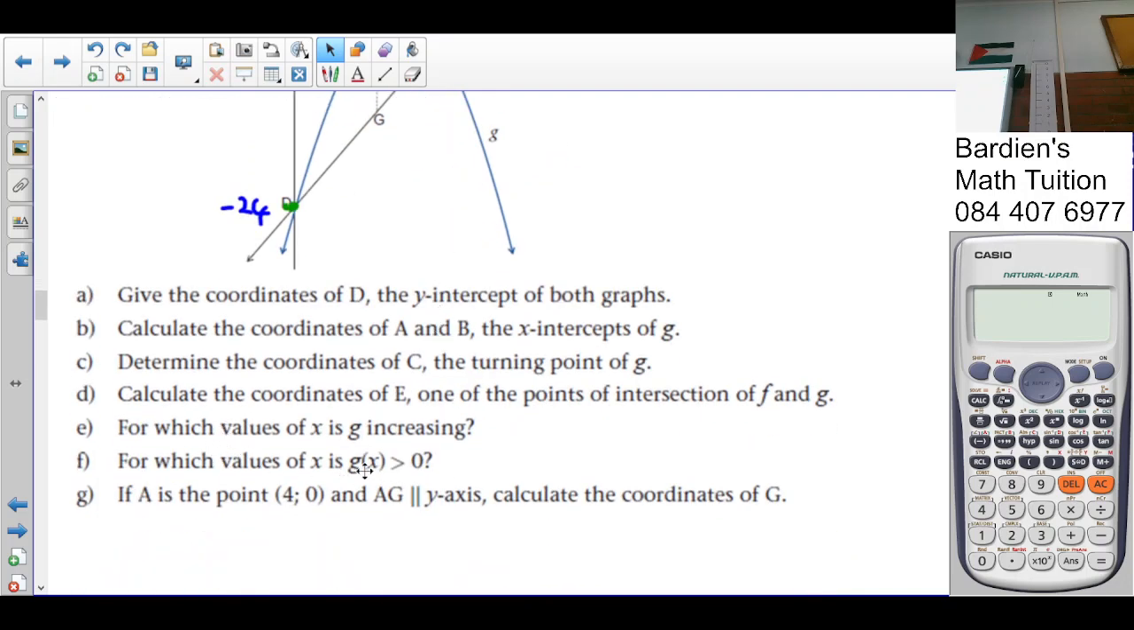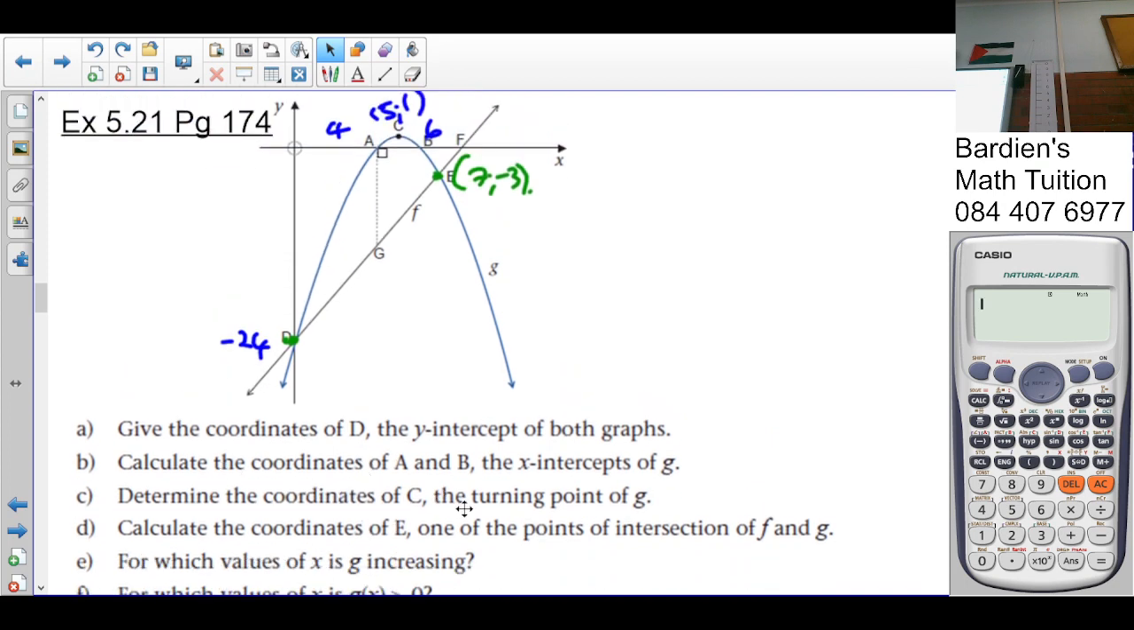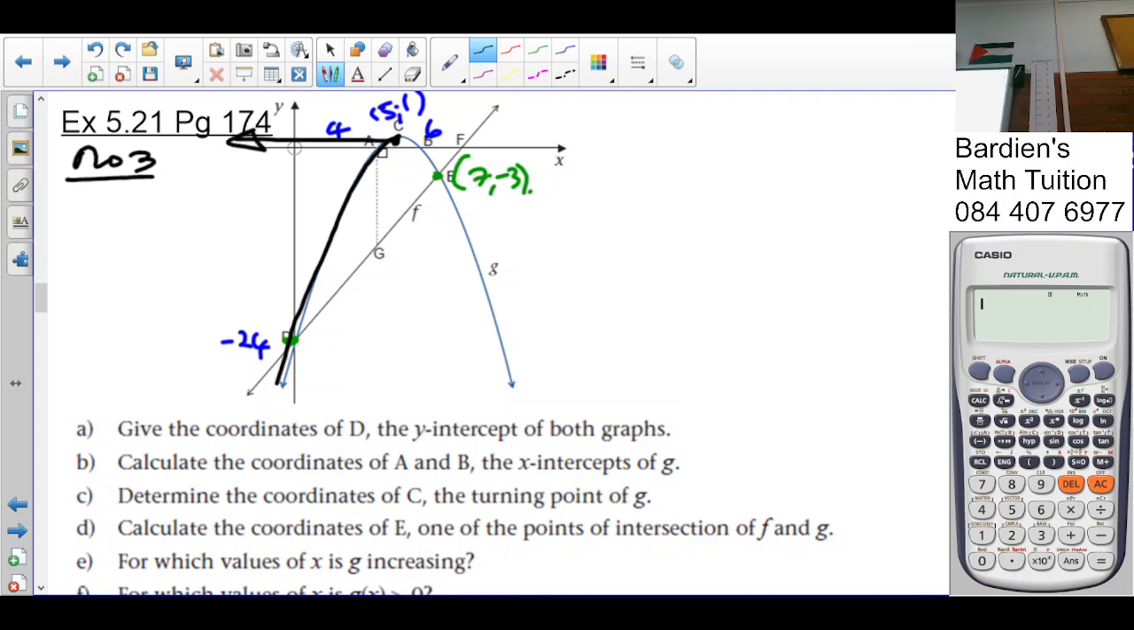For which values of x is g increasing? Which values of x is g increasing? This is number 3. So g is your parabola. Is g increasing or decreasing? Increasing. So it's increasing for x's less than 5. Can you see that, people? So g is increasing for x less than 5.